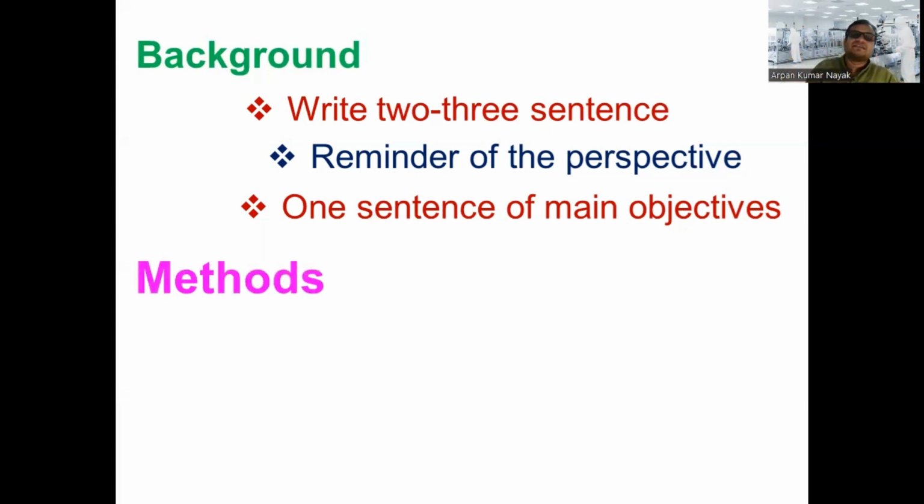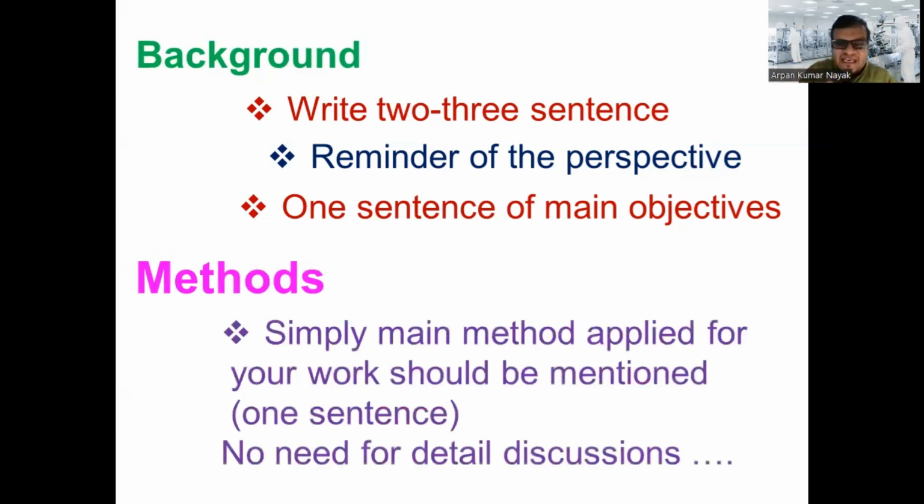Our next point is methods. In methods, what exactly do we want to say? Simply the main method or the major method, what exactly you applied. Not the procedure. Procedure in the experimental method section or in the methodology section, you will explain all in detail what exactly you did, every point you will focus on.